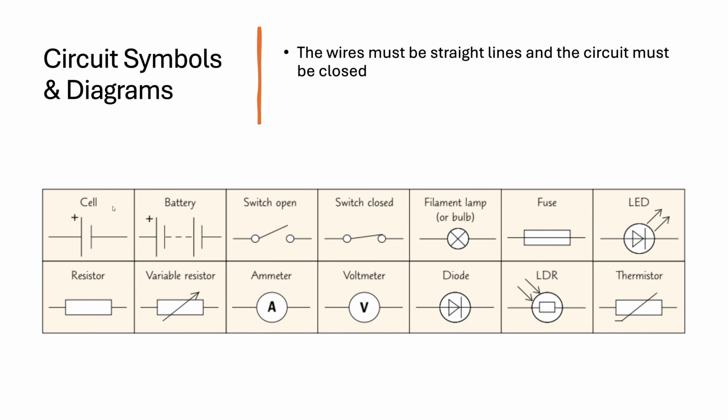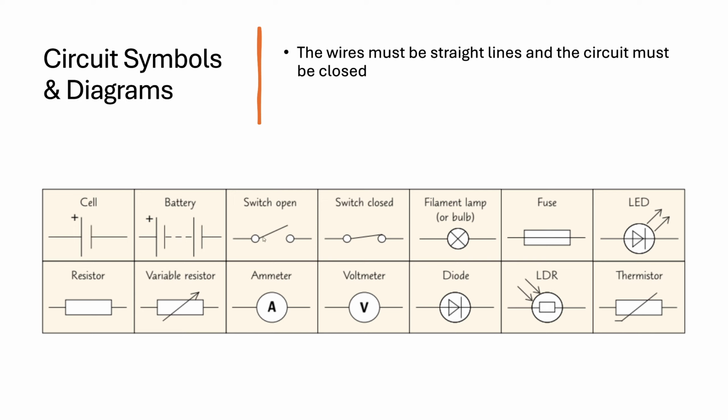So these are all the components you have to know. A cell, basically just two lines. One's going to be bigger than the other one. The bigger line is the positive side of the cell, and then the smaller one is the negative side. A battery is basically the same thing. The only difference is you've got two sets of lines and then little lines that go in between.